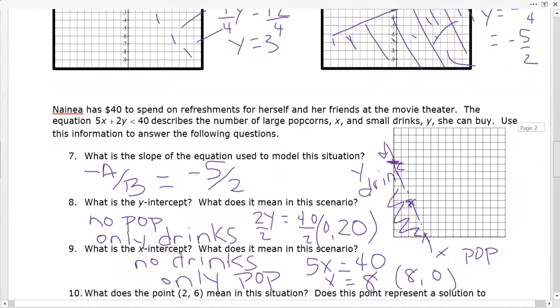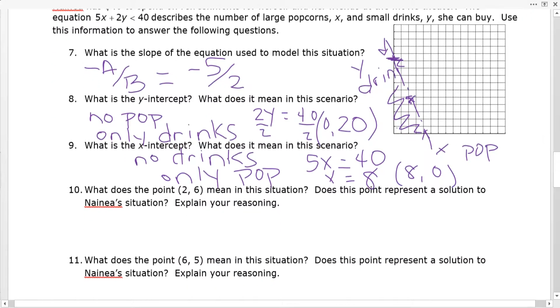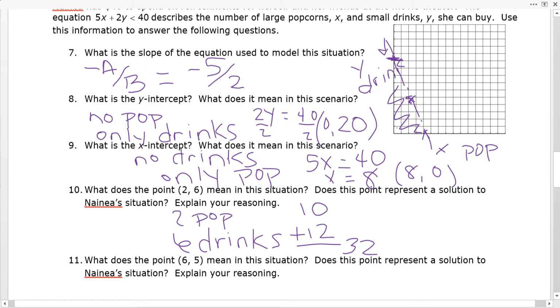Hey, what happened? Oh, okay, so 2, 6 would be 2 popcorns, 6 drinks, which would be $10 plus $12, which is $32, which is okay. So it could be a solution because it's less than $40.